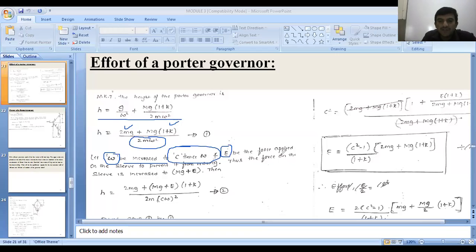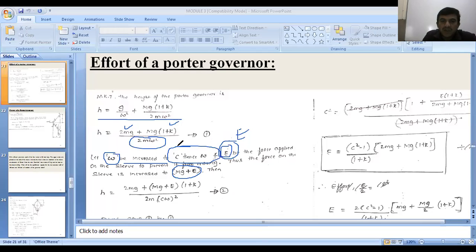Let E be the force applied on the sleeve to prevent its moving. Means how much effort is required here? E is the effort required to resist that movement of the sleeve upward. Thus the force on the sleeve increases to mg plus E. Initially it is mg, and mg plus E is the force required to move the sleeve when the governor shaft increases speed from omega to c times omega.